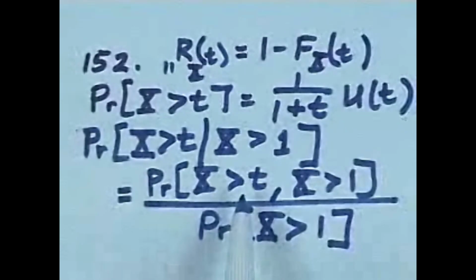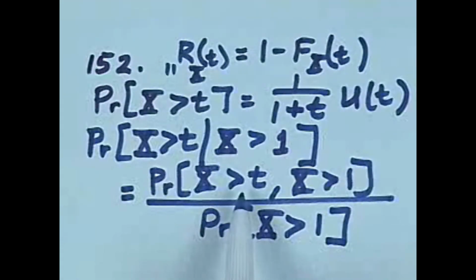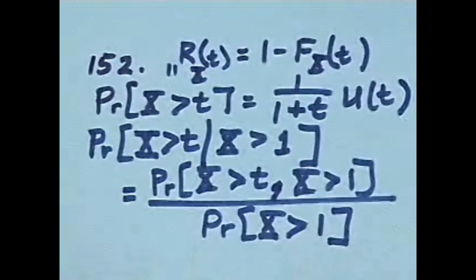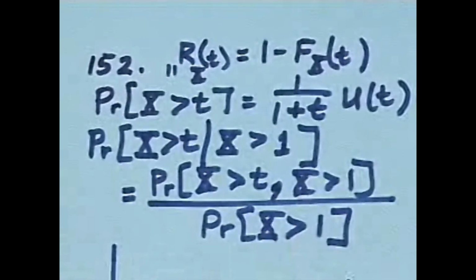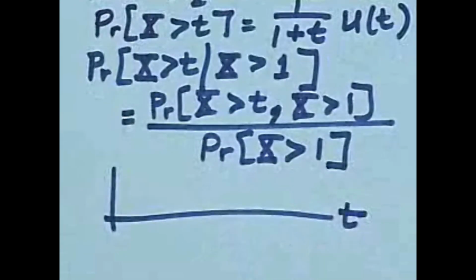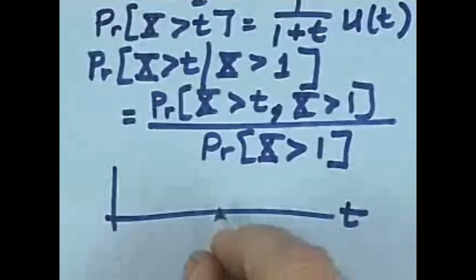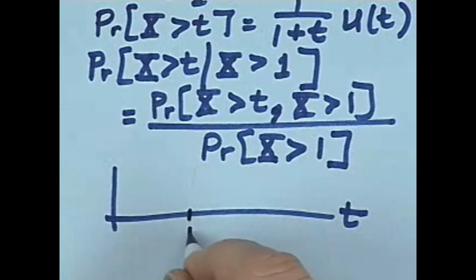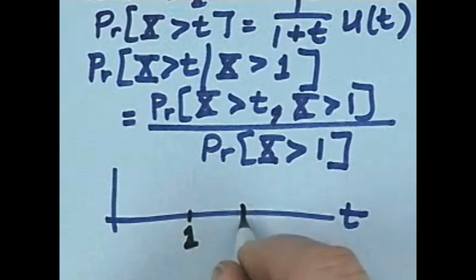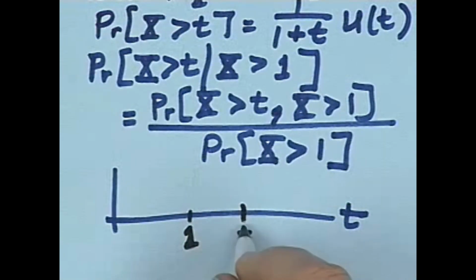So this being the case, let's take a look at this result. We have the timeline here. Okay, maybe if I used a less mushy pen. And we have an arbitrary value of time 1, and we have an arbitrary value time t.